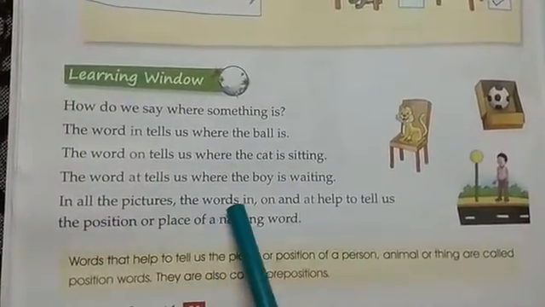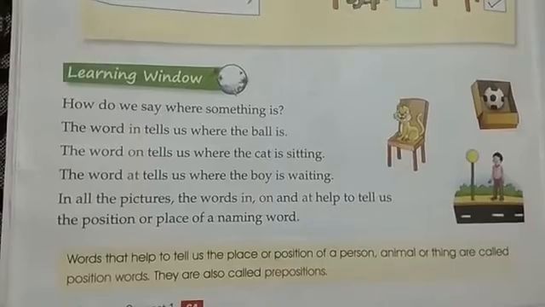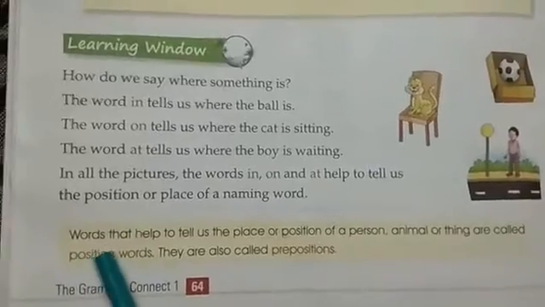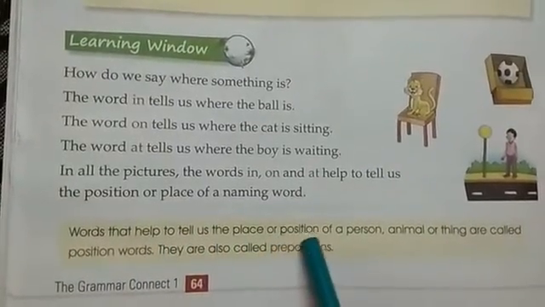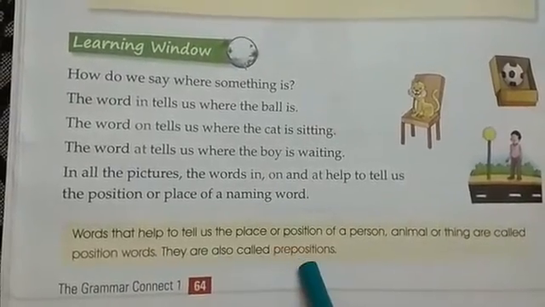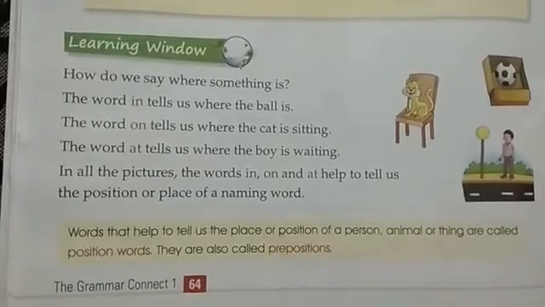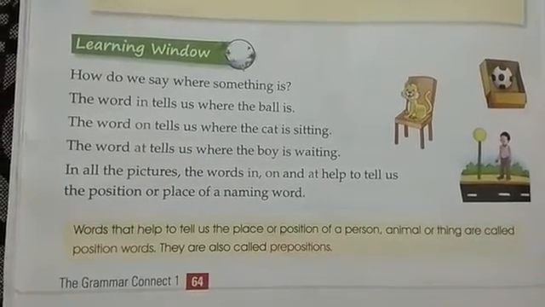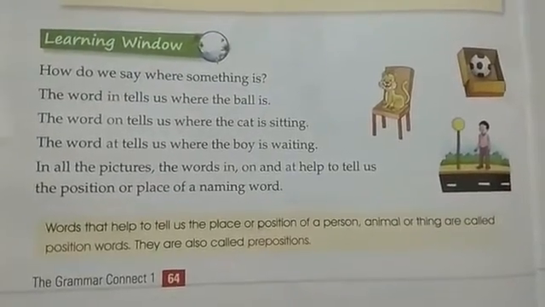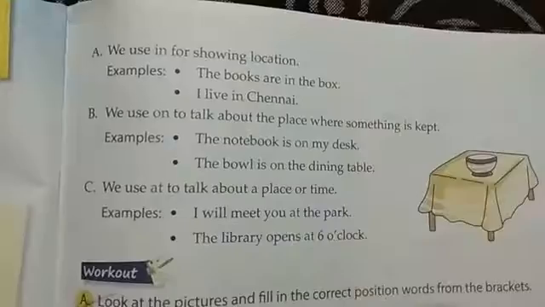In all the pictures the words in, on and at help us to tell the position or place of a naming word. So all the words in, on, at help us to tell the position of the naming words. So let us know the definition of position word. Words that help us to tell the place or position of a person, animal or thing are called position words. They are also called prepositions. So the words which tell us about the position or place of any person, place, animal or thing are called position words, and in other words they are also called prepositions.